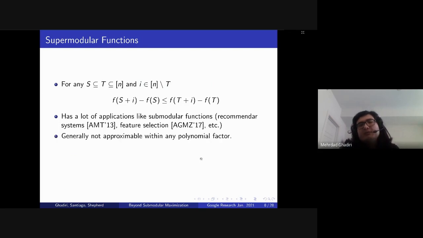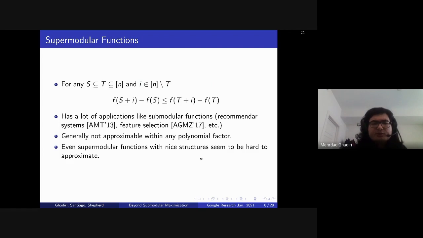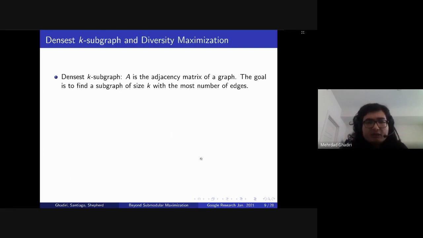But one problem with them is that they're not approximable within even a constant factor approximation, not even a polynomial factor like n squared or something like that. In general, supermodular functions don't admit this kind of approximation. Even supermodular functions that have nice structures are hard to approximate. One example of a supermodular function with nice structure that seems to be hard to approximate is densest k-subgraph.